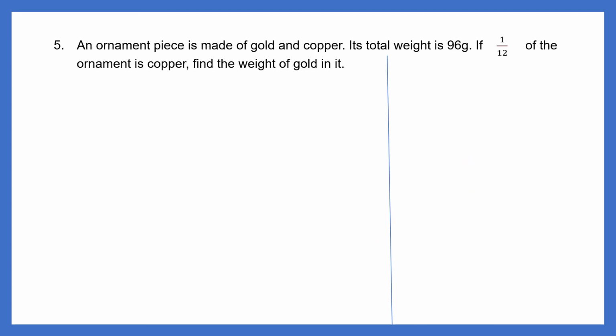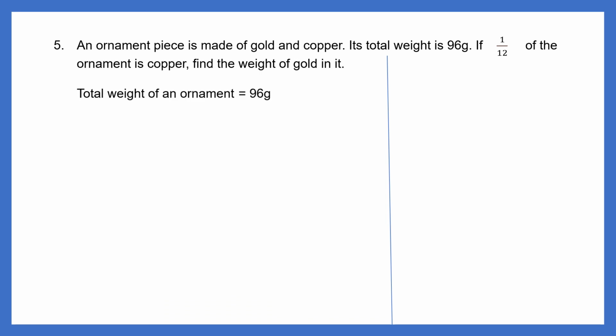Question 5. An ornament piece is made of gold and copper. Ornament, isn't it jewelry which women generally wear? An ornament piece is made of two metals, gold and copper. But the total weight of the ornament is 96 grams. If 1/12 of the ornament is copper, we need to find the weight of gold in it.